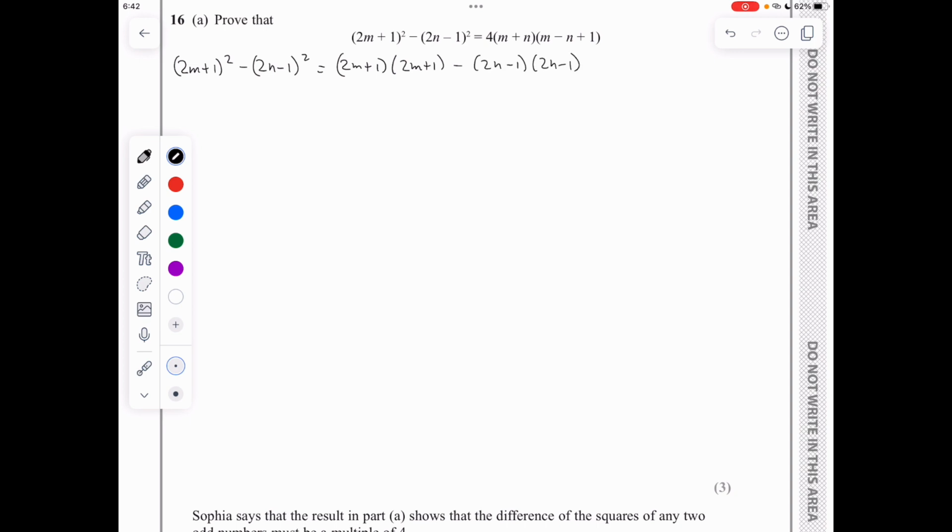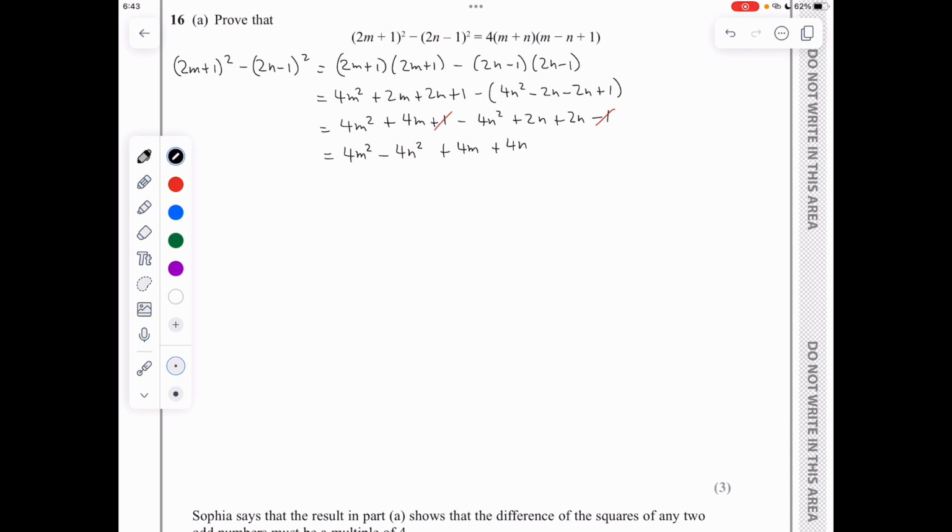I will carefully expand everything here. I get 4m squared plus 2m plus 2m plus 1 minus brackets 4n squared minus 2n plus 1. This leads to 4m squared plus 4m plus 1 minus 4n squared plus 2n minus 1. Notice that the plus 1 with the minus 1 will cancel out, and I'm left with 4m squared minus 4n squared plus 4m plus 4n.